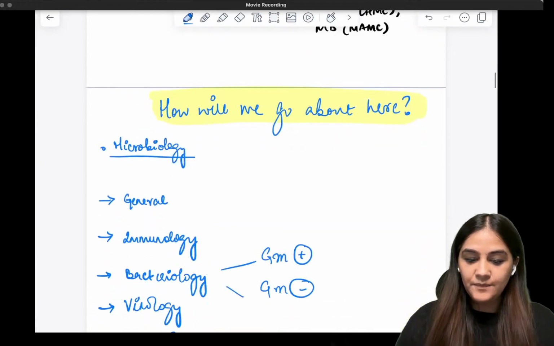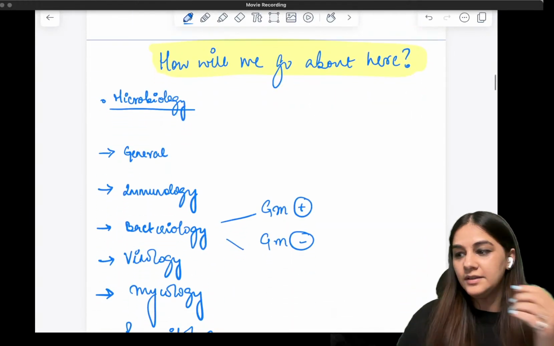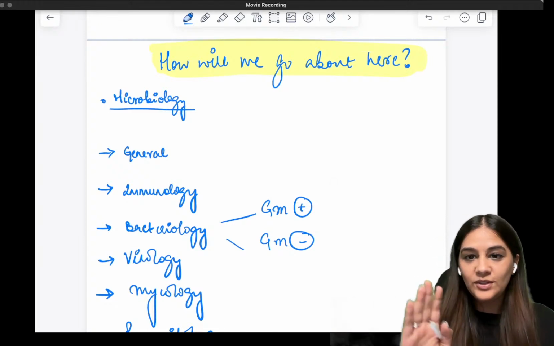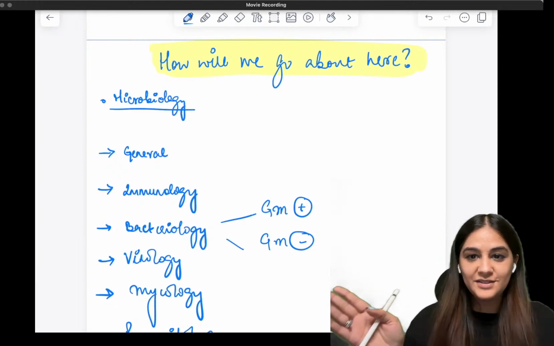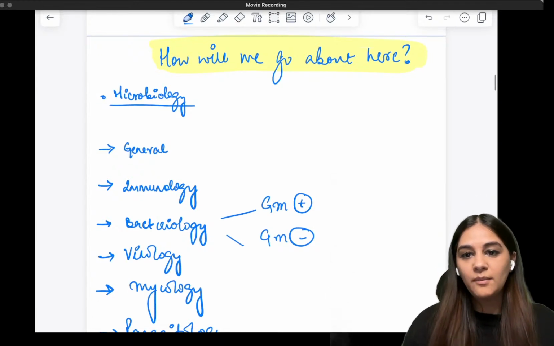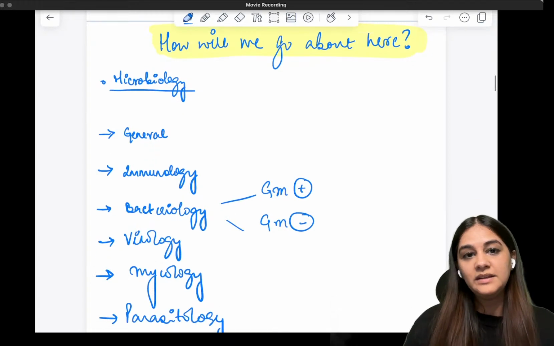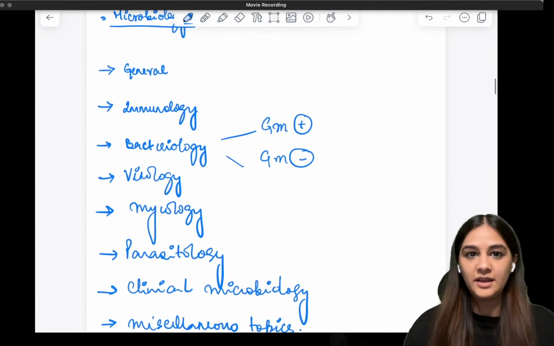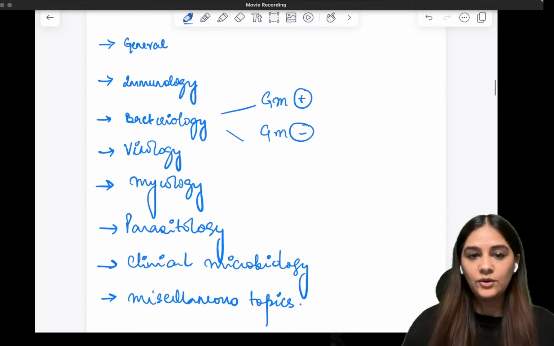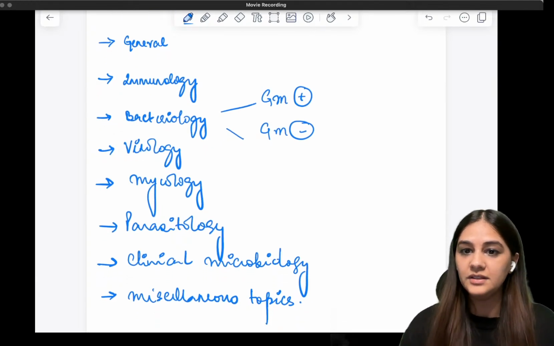Right. So how are we going to go about here? I will be looking here and there because I'm trying to see your messages also in the comment section. We will be first starting with the general microbiology, and these are the subsequent topics that we are going to be discussing as we go further.